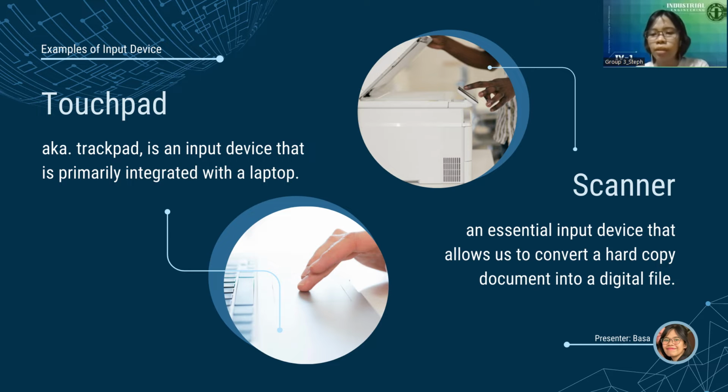Next, we have the scanner, an essential input device that allows us to convert a hard copy document into a digital file. It uses optical technology that reads characters or pictures from paper and transfers them to a computer's drive for further manipulation.